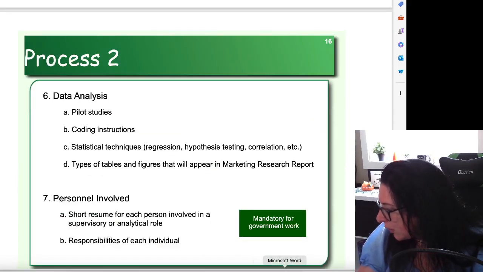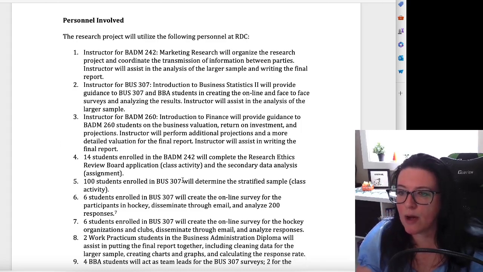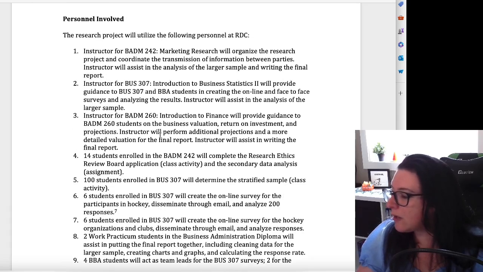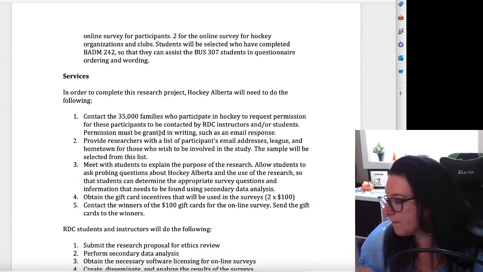All right, so let's look here. Here's the personnel involved in this project. We have 6 students here. We have work practicum students. We have instructors with expertise in marketing research and stats and finance. So we've outlined all the personnel who are involved in the project.